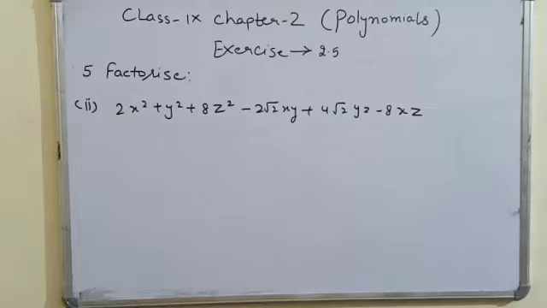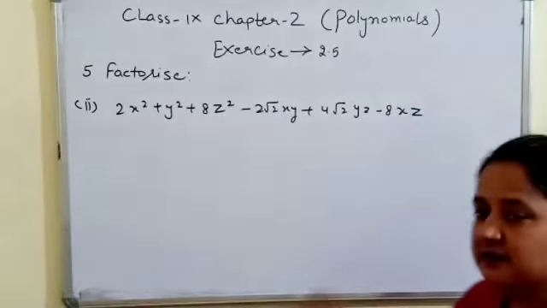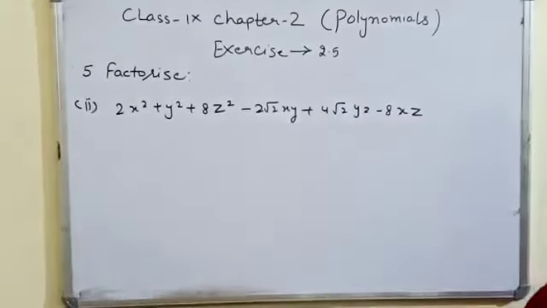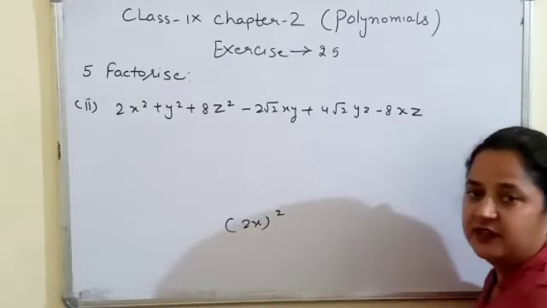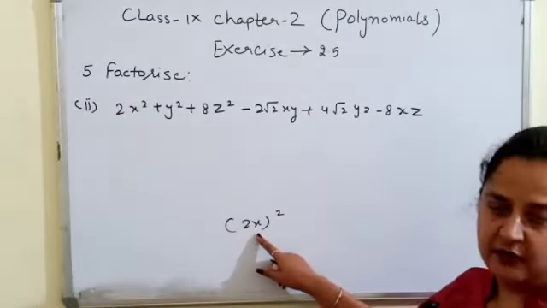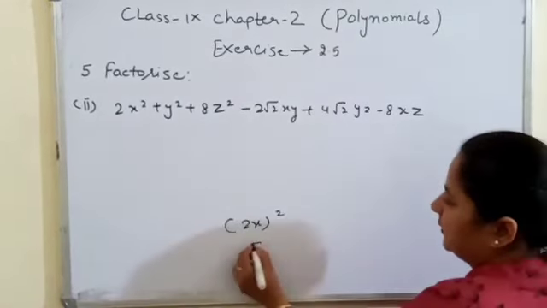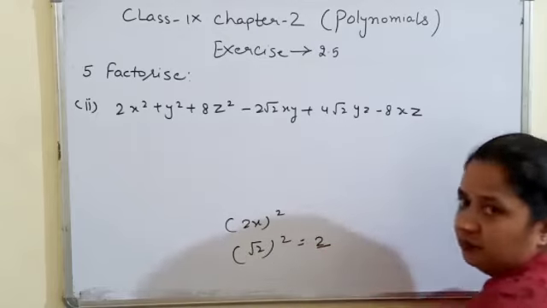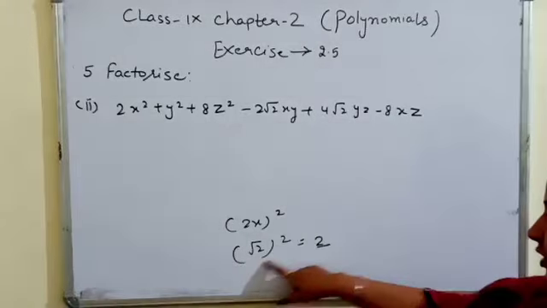Now let's see. 2x square plus y square plus 8z square. This is the same as part 1: the first three terms are each a perfect square. 2x square, how can we make it a perfect square? X square is x into x. What about 2? We can write 2 as under root 2 whole square, because under root 2 square will be 2. In my first chapter I have already explained how under root 2 square is 2.